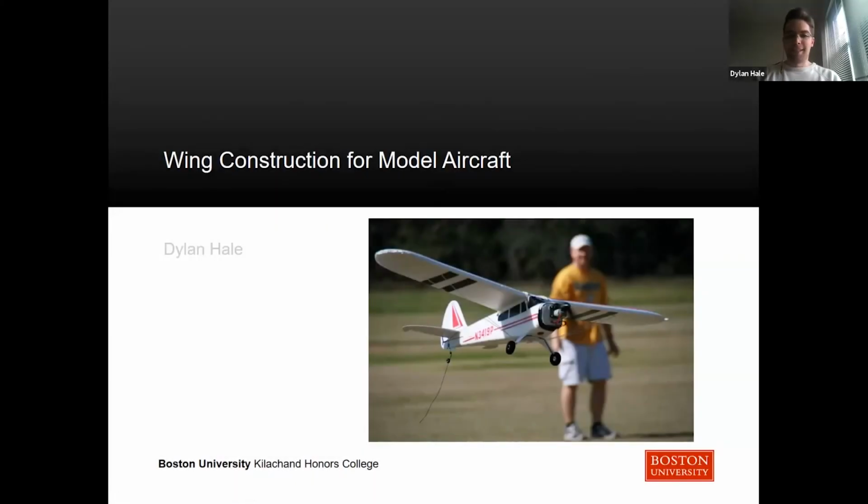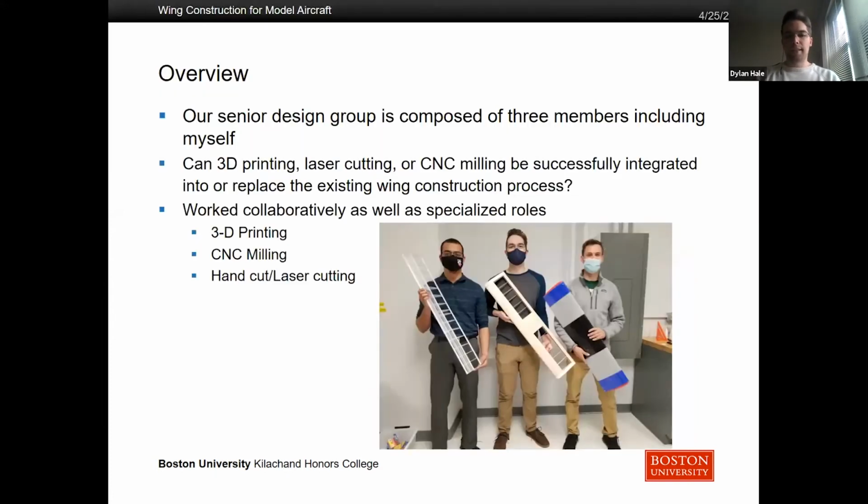Hi there, my name's Dylan, and today I'm going to be presenting my senior design project, which is wing construction for model aircraft. My senior design team is composed of 3 members, including myself. Andy's on the left in that picture, and Kyle is on the right.